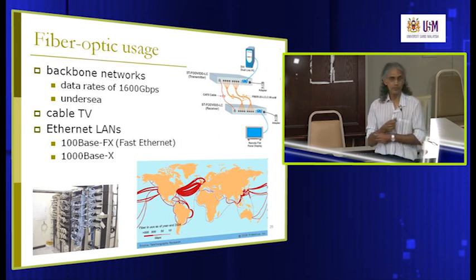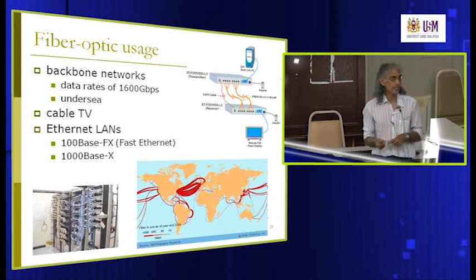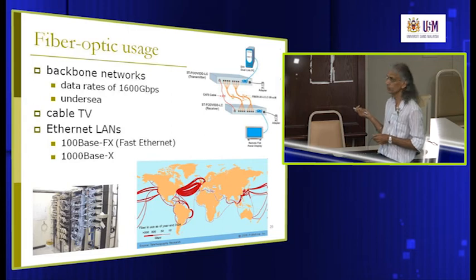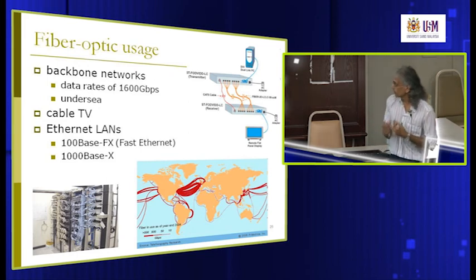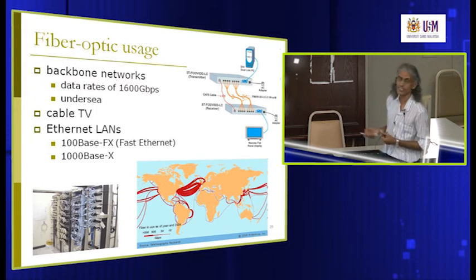You might have heard a few years ago there was an earthquake somewhere in the Pacific region, near Taiwan, and one or two fiber optic cables were actually affected. So those fiber optic cables couldn't be used because they were broken, and the data was being routed to different undersea cables. So we use them for undersea cables, cable TVs, and also for our local networks.